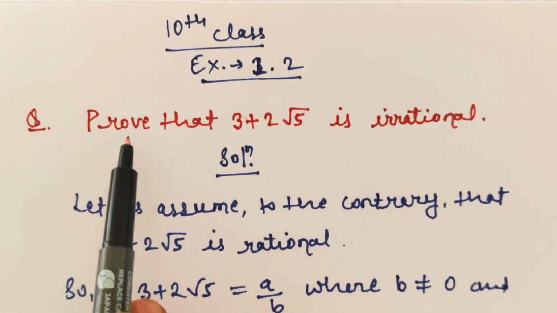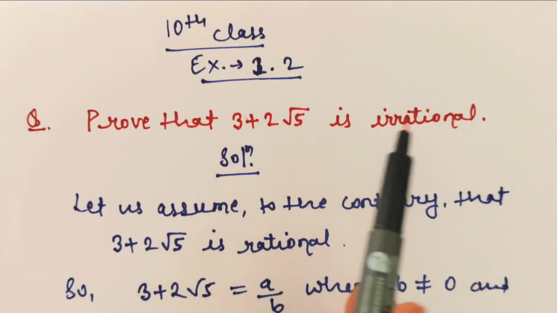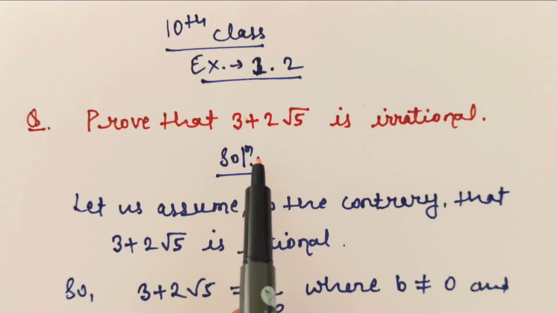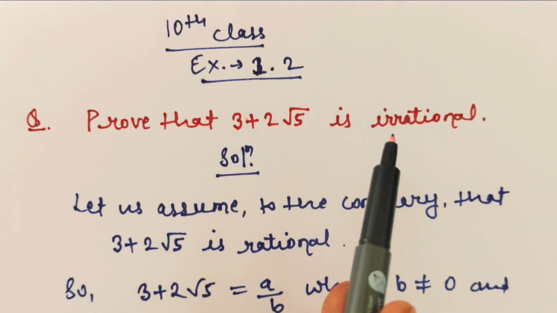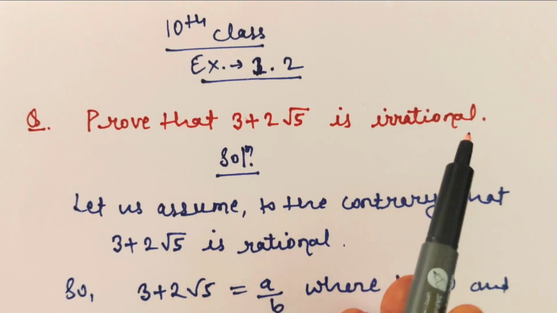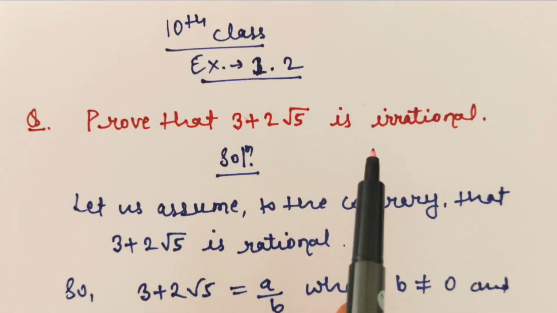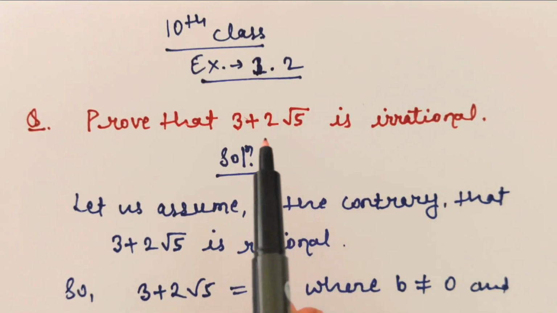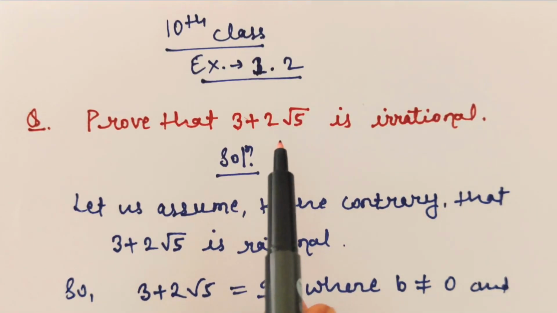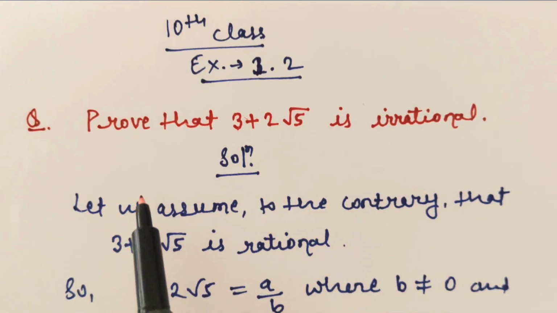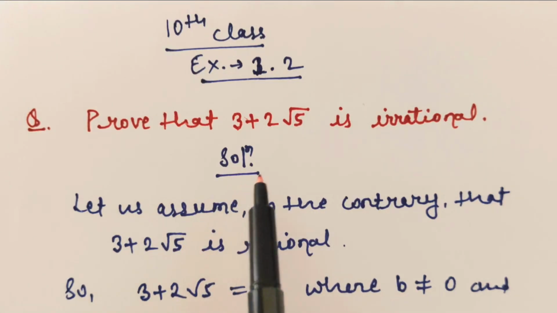Now the first question: prove that 3 plus 2 root 5 is irrational. Irrational and rational numbers we have discussed already in the previous classes. Irrationals cannot be written in A by B format, and rationals are written in A by B format where B is not equal to 0, because for an irrational number we can't get the final or absolute value. So what is the method and structure for solving such questions?